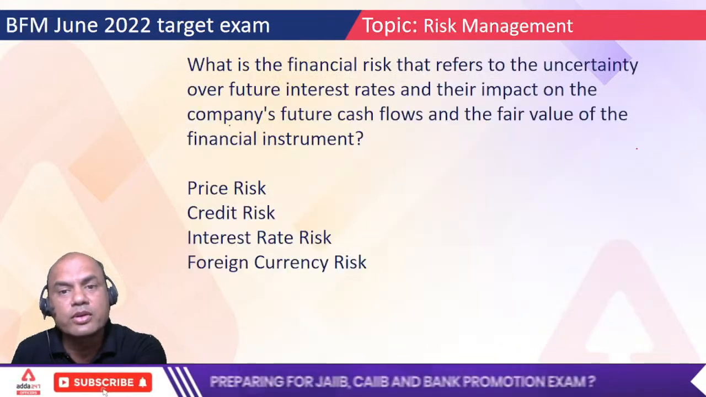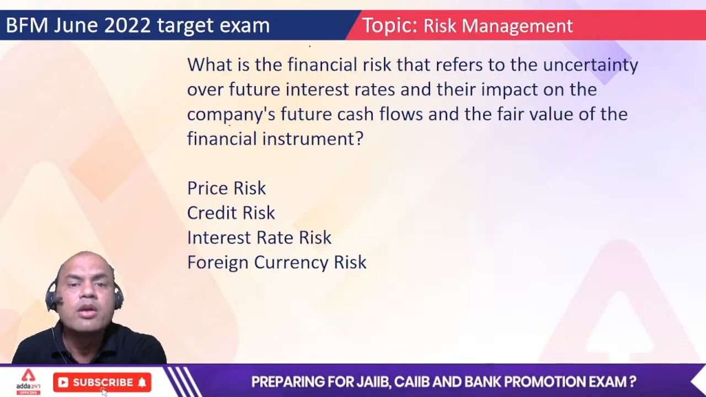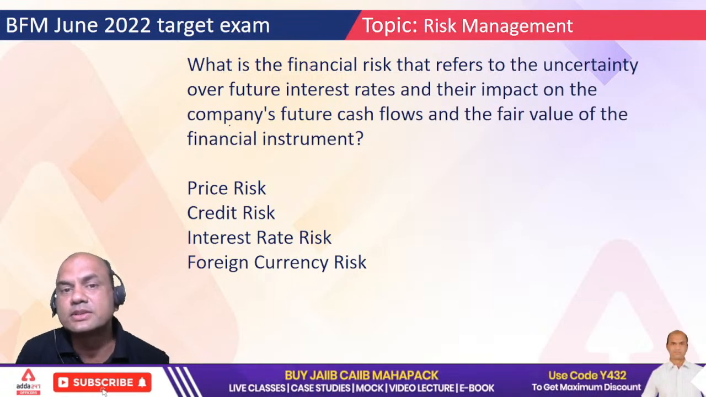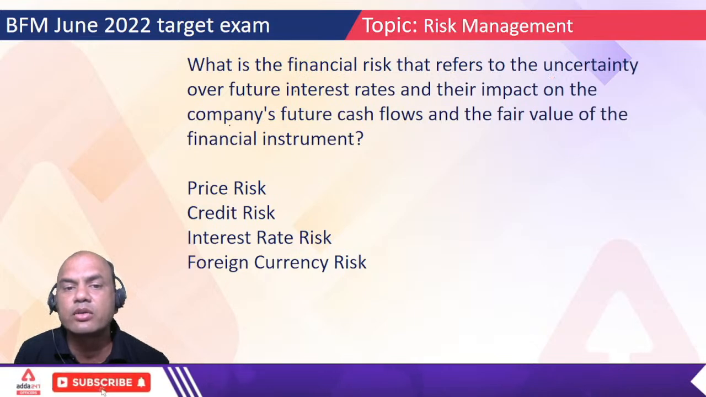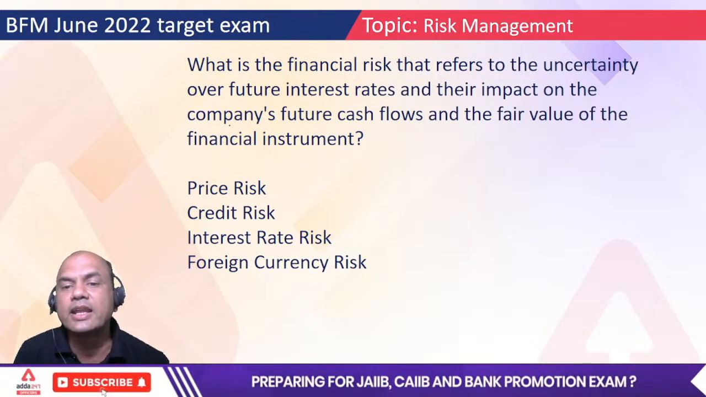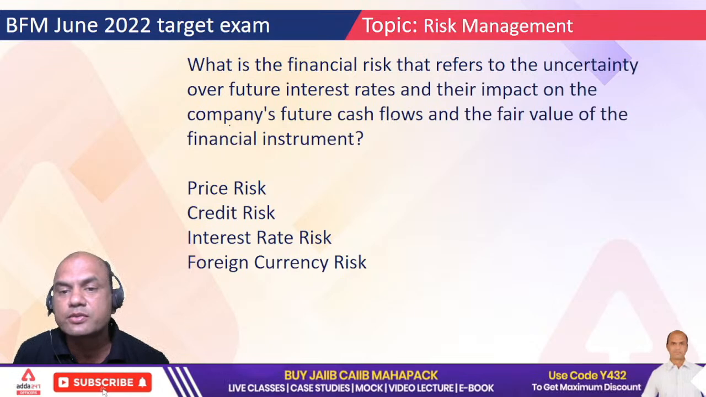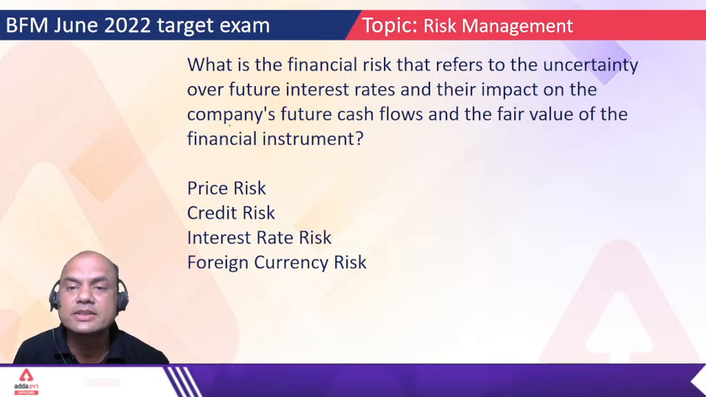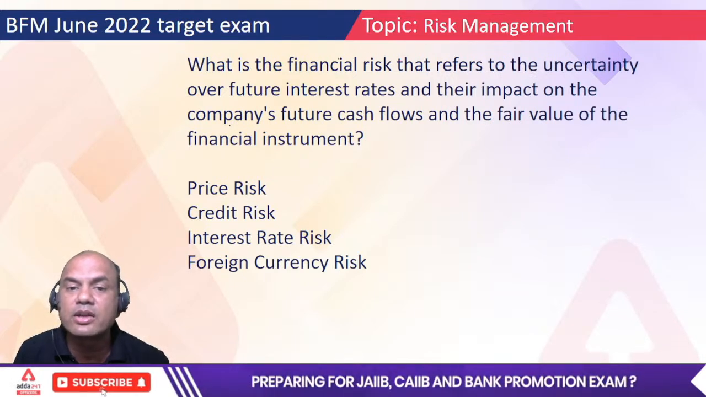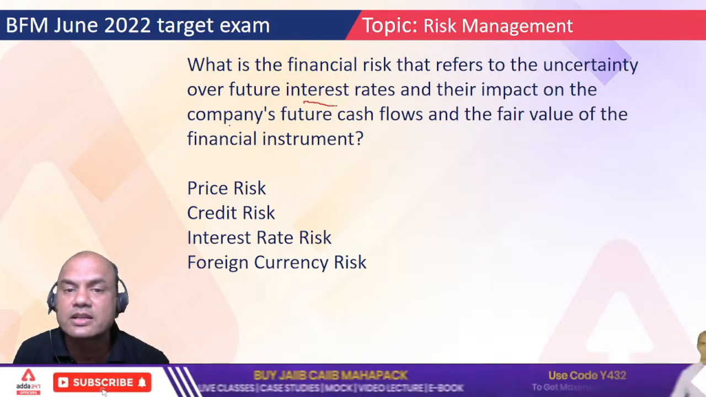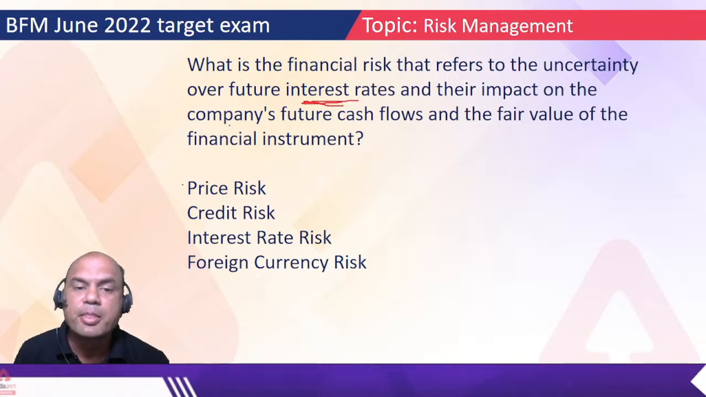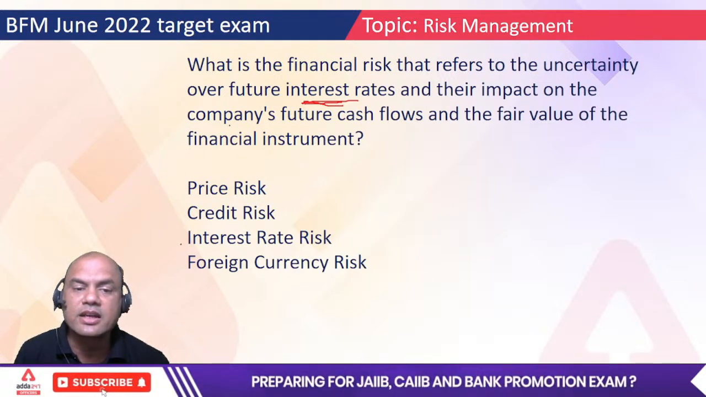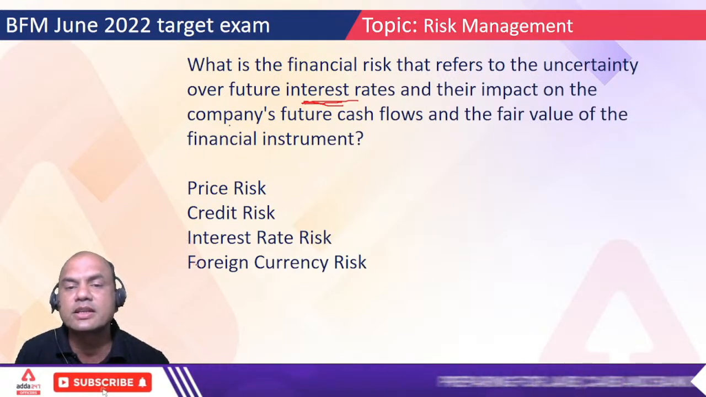Also, now we'll be going for the objective questions. Now it's time for you to answer. What is the financial risk that refers to the uncertainty over the future interest rates and their impact on the company's future cash flows and the fair value of the financial instruments? Means, what is the financial risk that refers to uncertainty over the future interest rates? So what is this financial risk called? Price risk, credit risk, interest rate risk, or foreign currency risk?